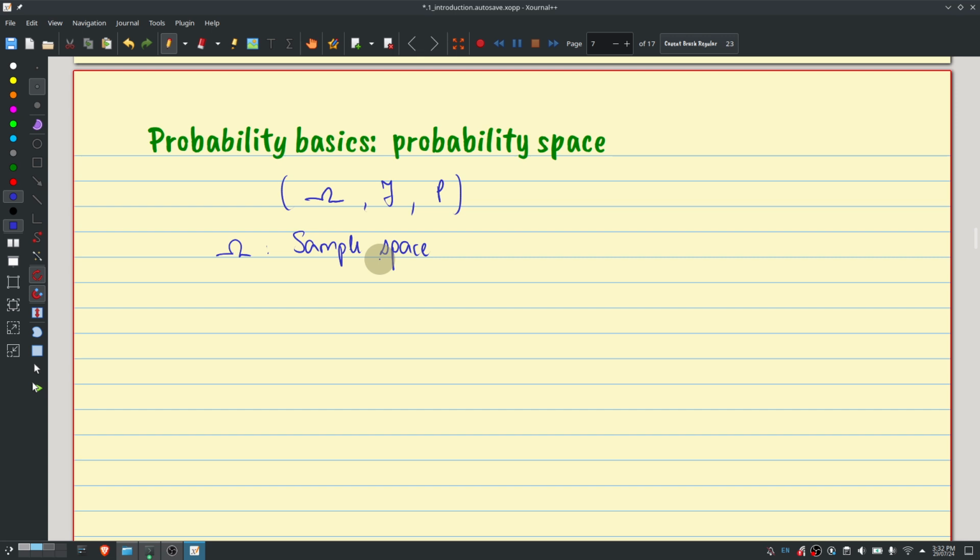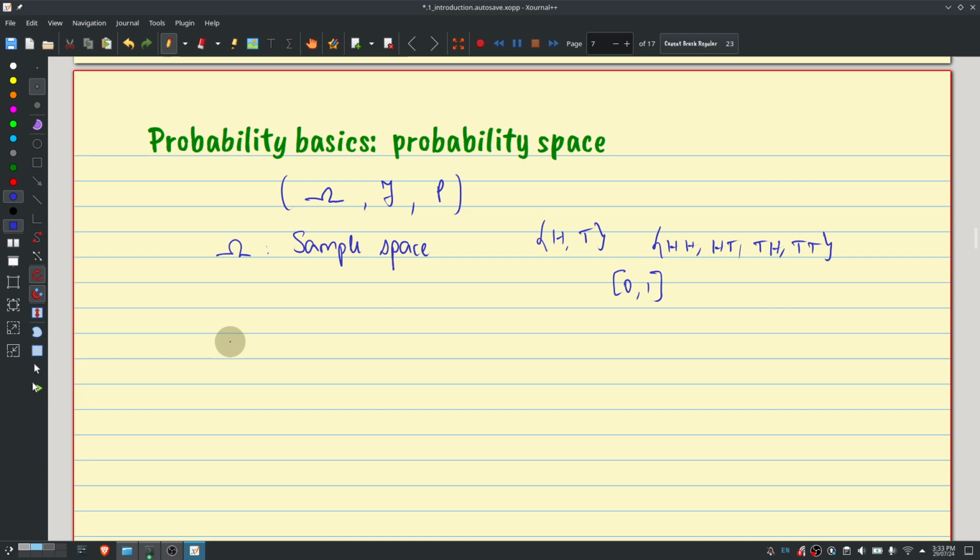Okay, so for example, if you're tossing a coin, then your outcome could be head and tail. That's one sample space. If I'm tossing a coin, say twice, what would be the sample space? Yep, all possible combinations: head head, head tail, tail head, and tail tail. If I am generating a random number between 0 and 1, what would be the sample space? The interval from 0 to 1. All of these are examples of sample spaces.